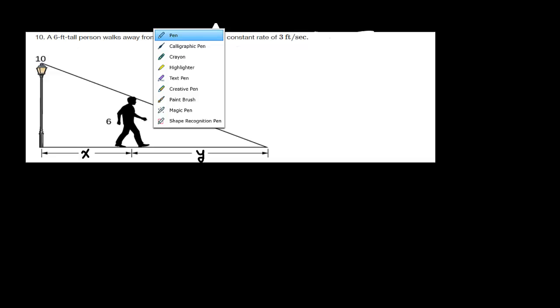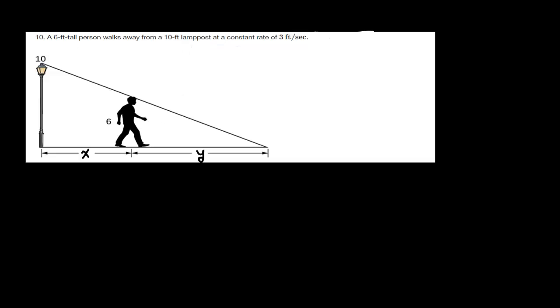Okay, here's a related rate problem that I just really dig. It's got this person walking away from a lamp pole. This lamp post is 10 feet tall. He's 6 feet tall, and he's casting a shadow right here. This Y, this part right here, is his shadow. So Y is the length of his shadow.